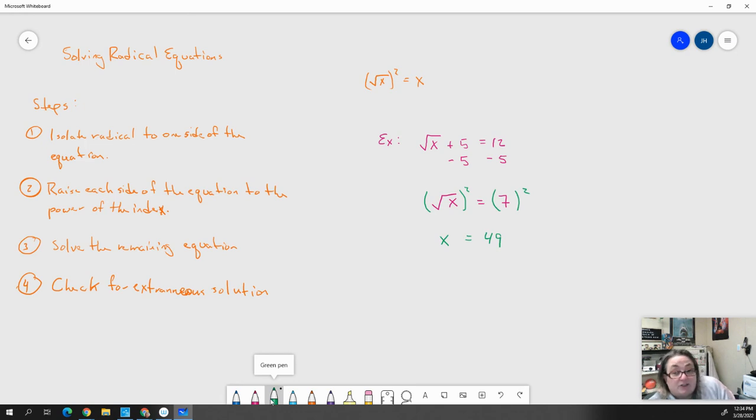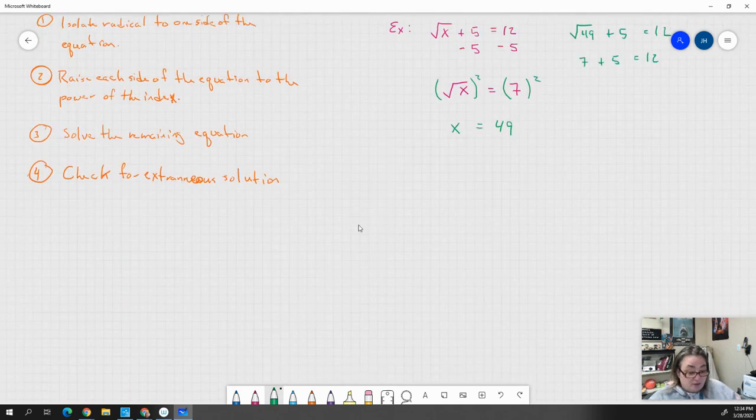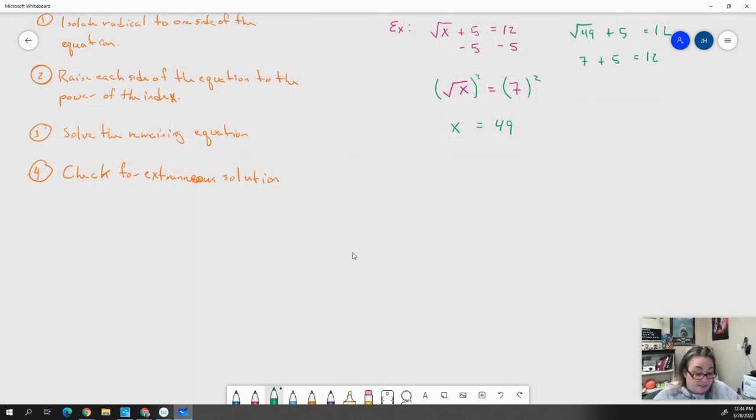To check for an extraneous solution, we're going to plug in our x value into the original equation and see if it works. So I would have the square root of 49 plus 5 equals 12. Well, the square root of 49 is 7, plus 5 equals 12. So we know we're good, right? Make some sense? So far, nothing too difficult, right? We can all kind of follow this.